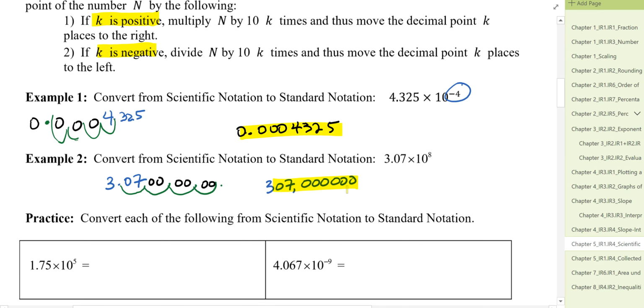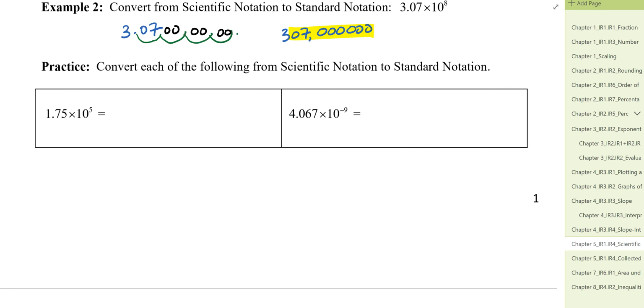Let's do some practice. Convert the scientific notation to standard form. Again, notice that the exponent is 5, meaning I move the decimal to the right 5 times. So I can write it out. 1.75, positive k equal to 5, move to the right 5 times: 1, 2, 3, 4, 5. So my decimal is right here, and I fill it in with 0. Then I can rewrite it: 175 with 3 zeros, so 175,000.